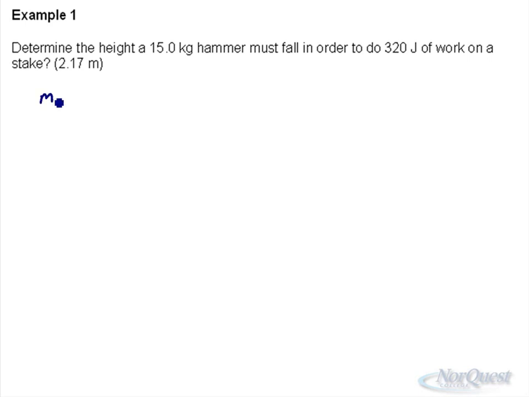So in this question it says determine the height of a 15 kilogram hammer. So we've got a mass here, 15.0 kilograms. We're looking for height in order to do 320 joules of work. Whenever you see joules, that is going to be an indicator of work or energy.